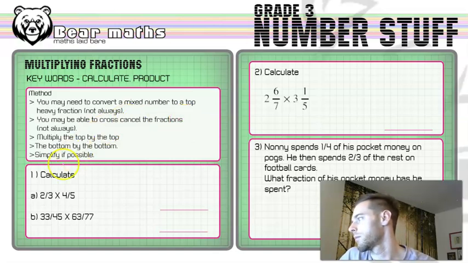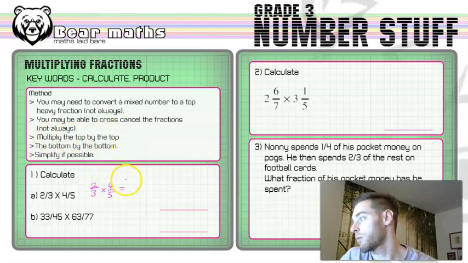So in number one, we're going to calculate 2/3 multiplied by 4/5. That would normally look like this: 2/3 multiplied by 4/5. Just write it out as you normally see it. And it says here you may need to convert into a mixed number. Well, it's not a mixed number, so we don't need to convert it into a top-heavy fraction. You may be able to cross cancel. Well, we can't here, and I'll show you what that means in a minute.